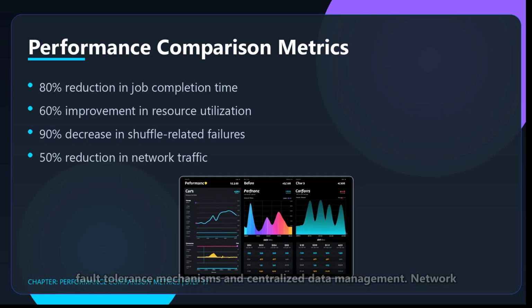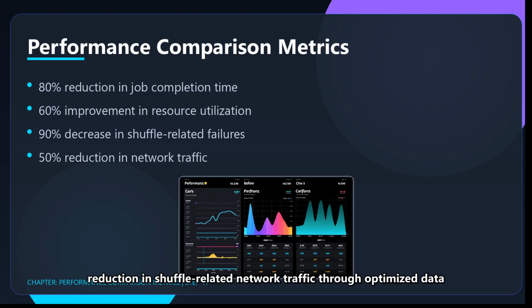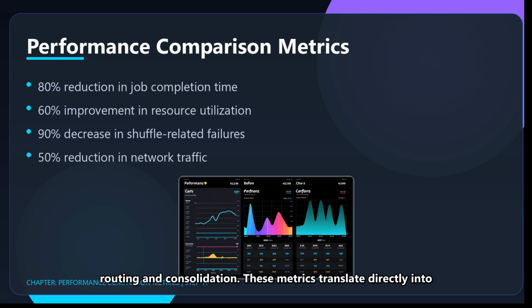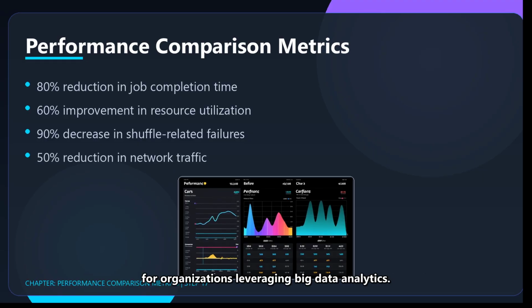management. Network efficiency also improves significantly, with up to 50% reduction in Shuffle-related network traffic through optimized data routing and consolidation. These metrics translate directly into cost savings, improved agility, and enhanced competitive advantage for organizations leveraging big data analytics.